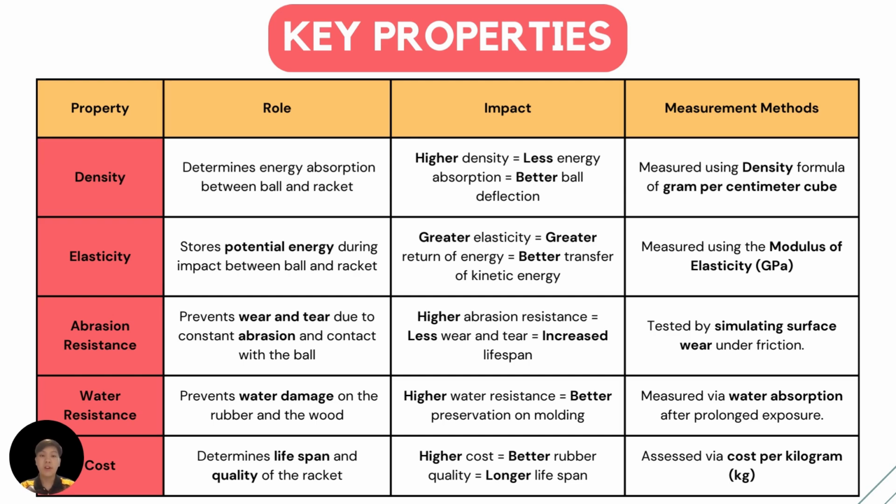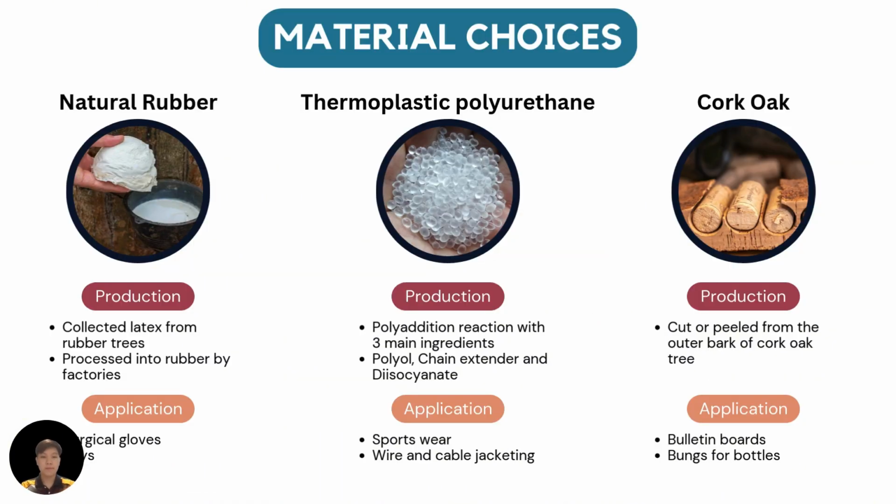This determines the overall lifespan and quality of the racket, as higher cost materials often provide better performance and quality. This is assessed by the cost per kilogram of the material. Understanding how these properties work will help us to compare our 3 main material choices effectively. Let's see how each material measures up.